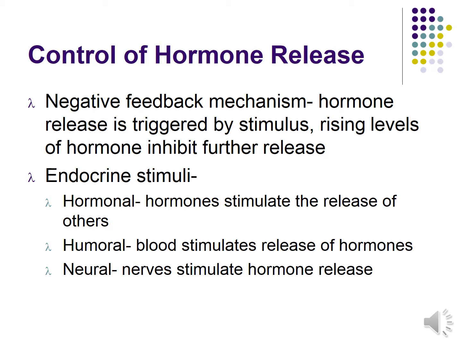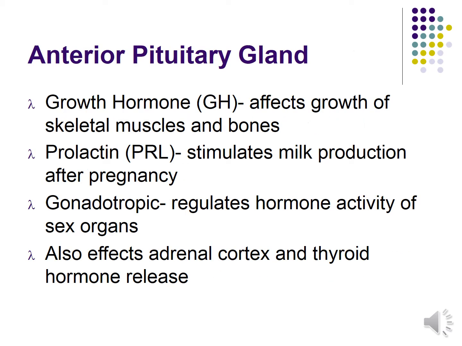Negative feedback mechanism. Hormone release is triggered by a stimulus. Rising levels of the hormone inhibit further release. Endocrine stimuli. Hormonal: hormones stimulate the release of others. Humoral: blood stimulates release of hormones. Neural: nerves stimulate hormone release.